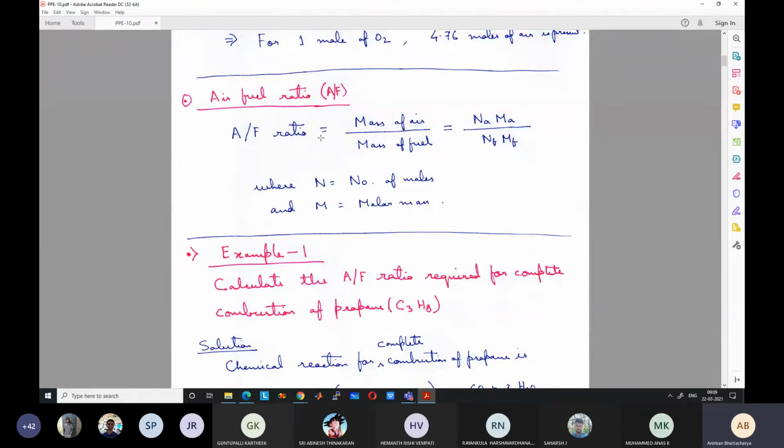All right. So air fuel ratio is the ratio of mass of air by mass of fuel. So for 1 kg of fuel, how many kgs of air is required or is used. It can also be written as: mass of air is the number of moles of air, Na, into the molar mass of air, which is the mass of 1 mole of air, and can be calculated based on the molar mass of oxygen and nitrogen.